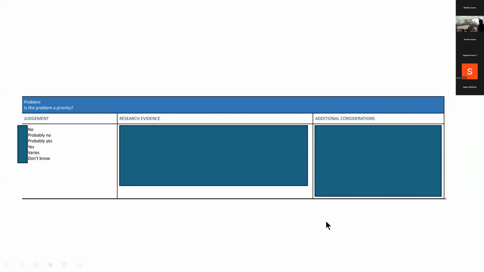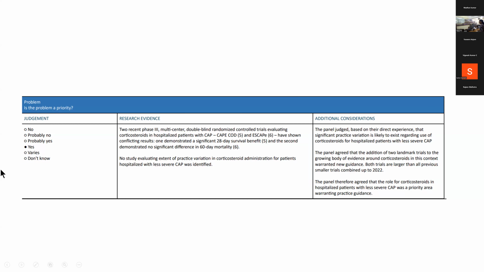So let's look at all the questions which, as a guideline panel, we have to go through. How many of you think that this is a problem? Is this problem a priority? No, probably no, probably yes, yes, varies, don't know. Yes. Okay, so the answer is also yes.